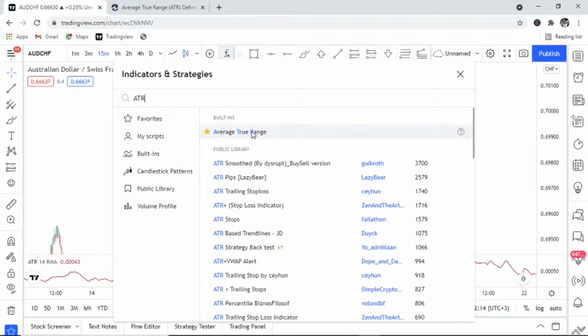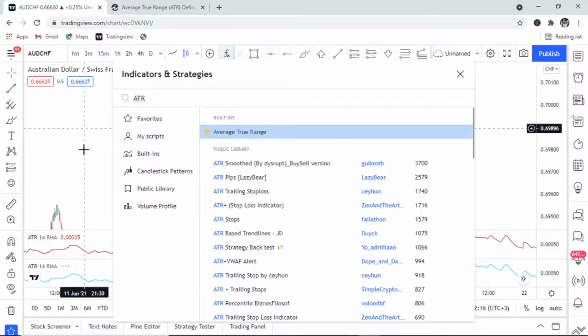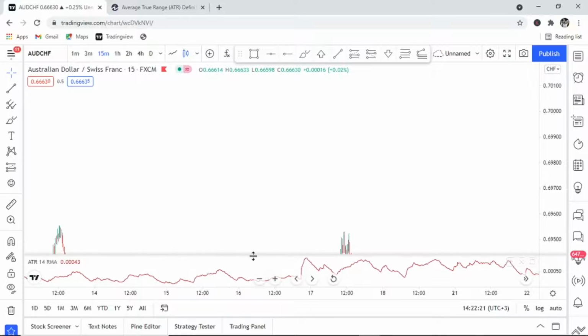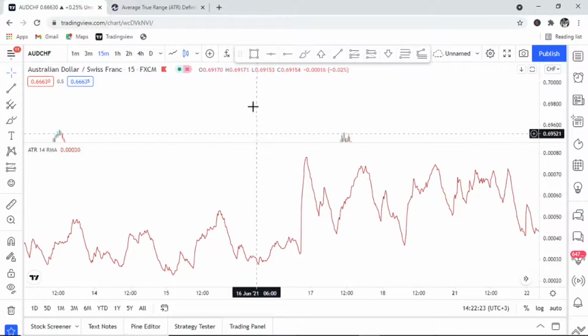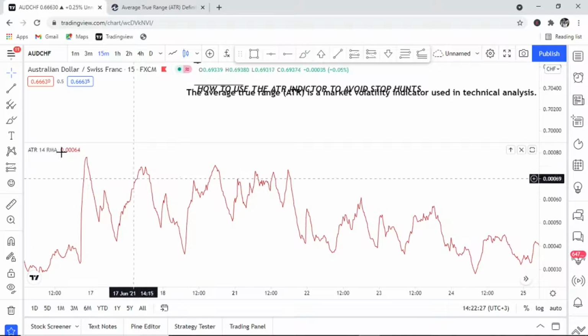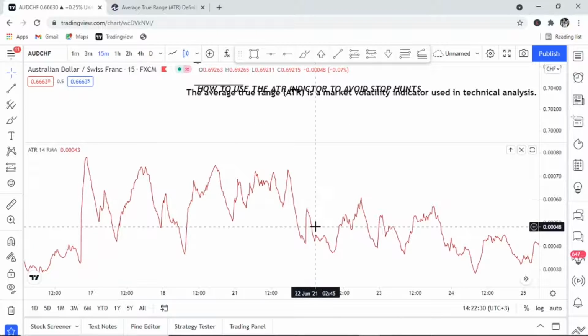Type in ATR, and here we have the ATR indicator. So you can just delete this one here. Let me zoom in so that you can see it clearly. This is the ATR indicator right here, and its units are normally measured in terms of pips.